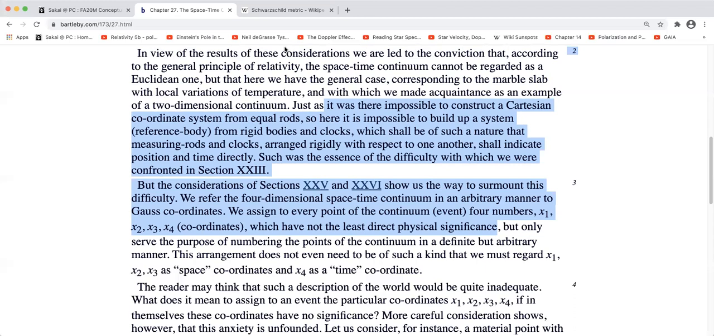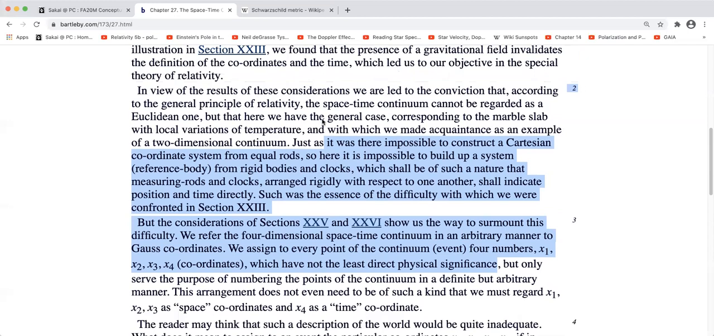Very good, thank you. So we'll come back to this point of x1, x2, x3, x4 not having physical significance because he draws attention to where there is physical meaning. But first, coming back to the previous paragraph, he says it was there impossible to construct a Cartesian coordinate system from equal rods. So this takes us back to that marble slab. Remember, he said you heat up a marble slab and it causes a distortion in the overlaid Cartesian coordinate system made up of rigid rods.